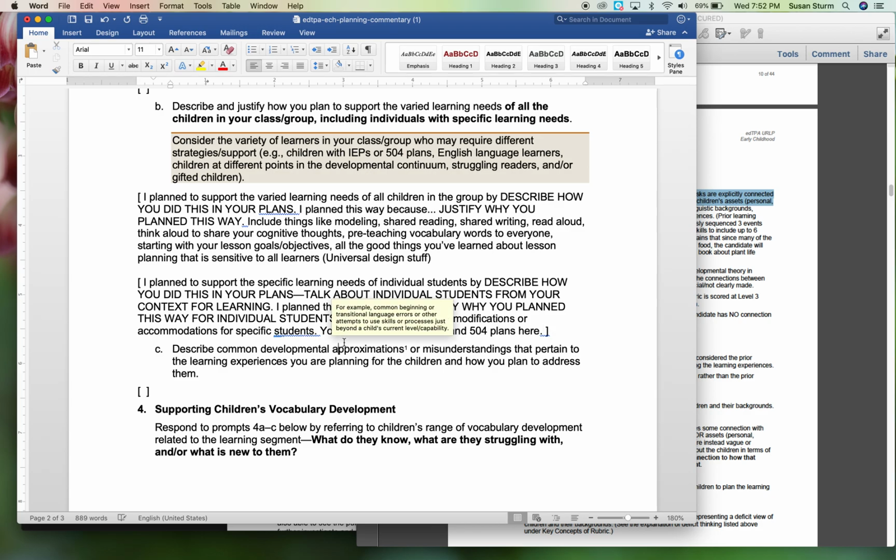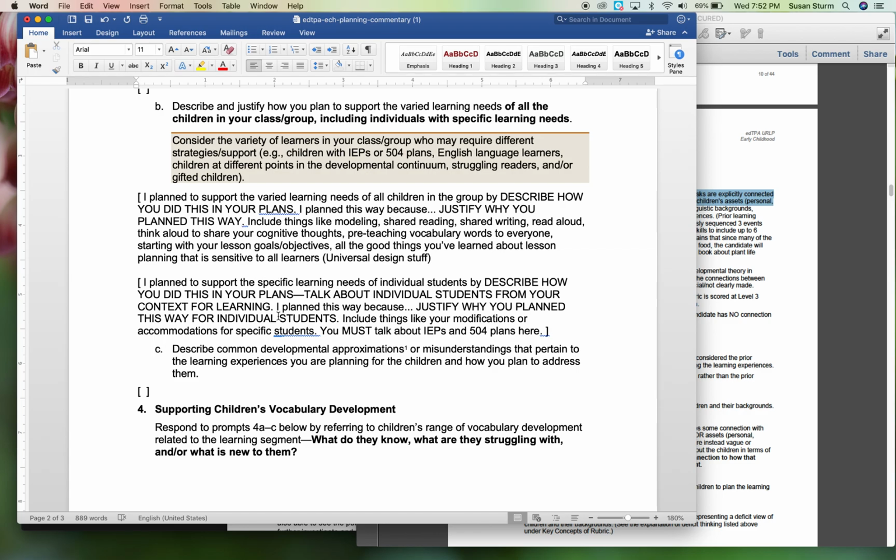So this needs to be structured super clearly in this way. So I planned for the learning needs of all children up here, describe them first and then justify your plans, talk about all the good things you've learned about universal design. If you want to be extra, you can put a citation in there.